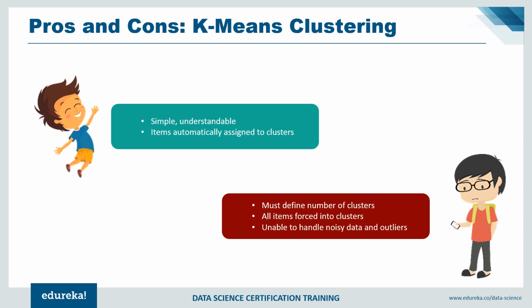Now, k-means is not exactly a very good method, so let's understand the pros and cons of k-means clustering. We know that k-means is simple and understandable. Everyone learns it at the first go. The items are automatically assigned to the clusters.